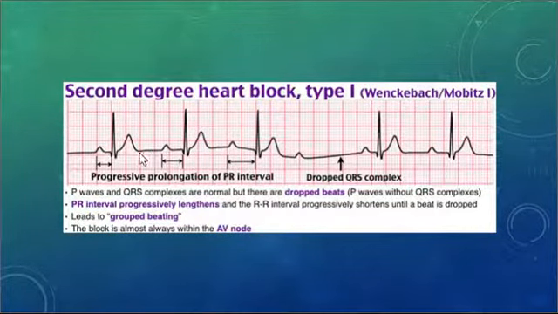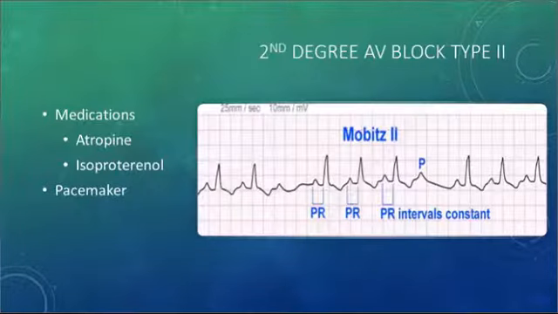PR, longer. So we go long, longer, longer, drop. Normal, long, longer, longer, drop. Wenckebach. Second degree, type 1, Wenckebach. It's a repeating pattern with increasing AV conduction delay. Usually it comes and goes. It's rare that this one will progress onto anything else. Second degree type 2 will progress to a third degree.